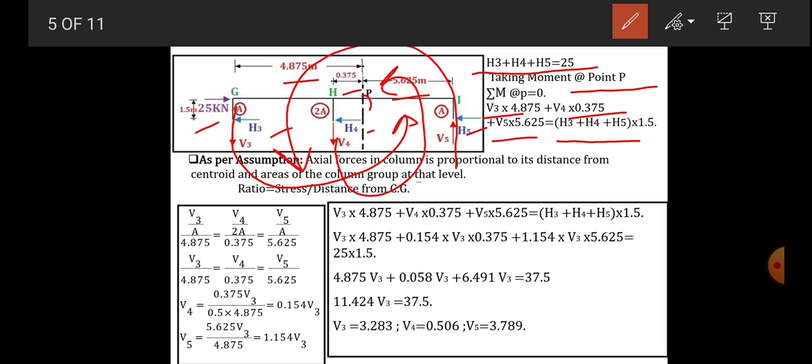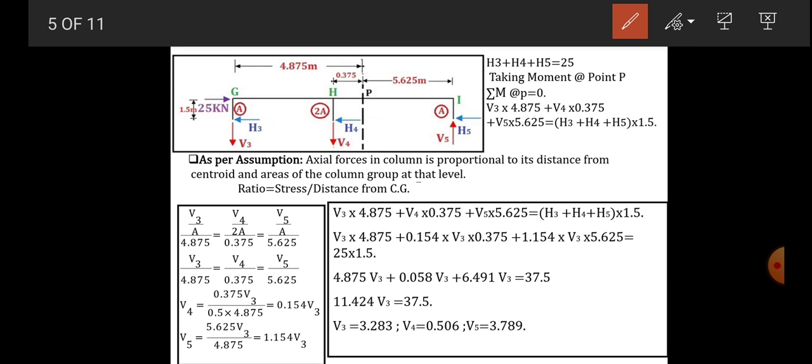This is equal to the moment of the horizontal forces, and those horizontal forces create the moment about P. Let's take one by one. H3, if you rotate, it will rotate in a clockwise sense. All these rotate in a clockwise sense, so their sign will be minus, and this distance is 1.5. So minus H3 minus H4 minus H5 into 1.5, keep in bracket. If you take it toward the right hand side, they become positive: H3 plus H4 plus H5 into 1.5.